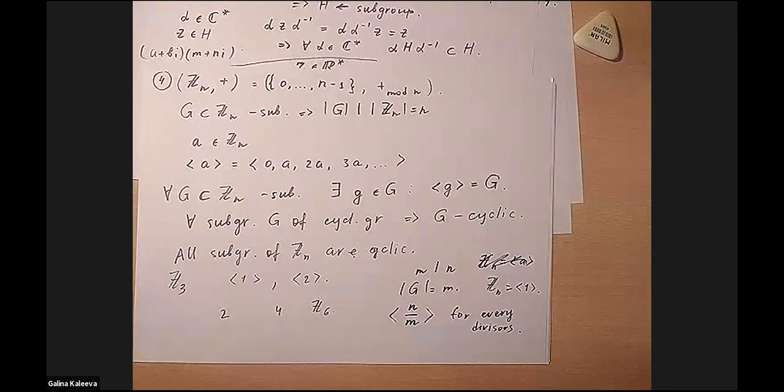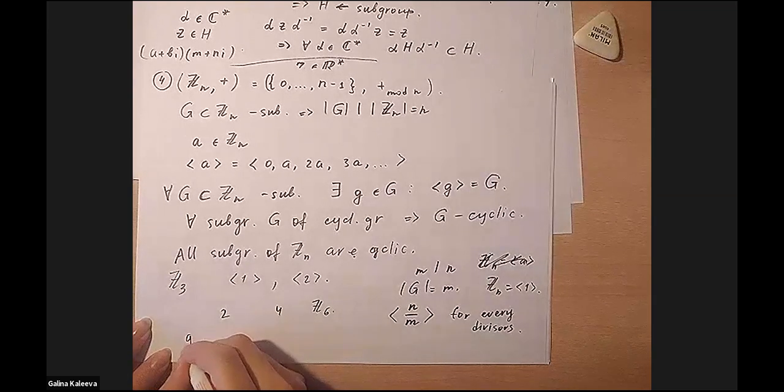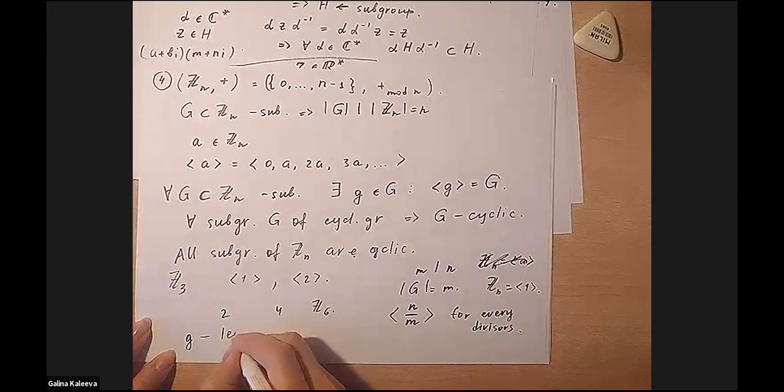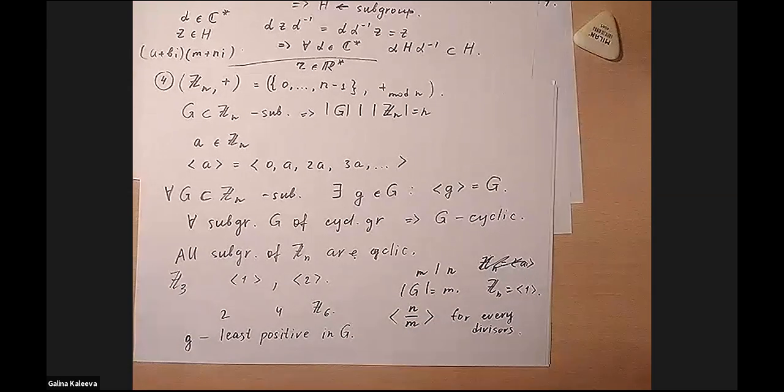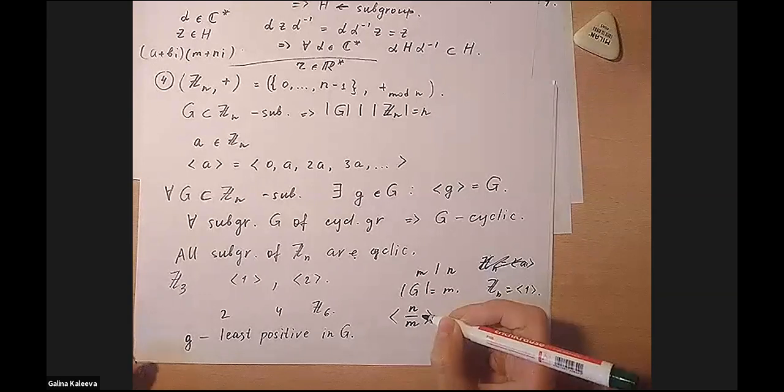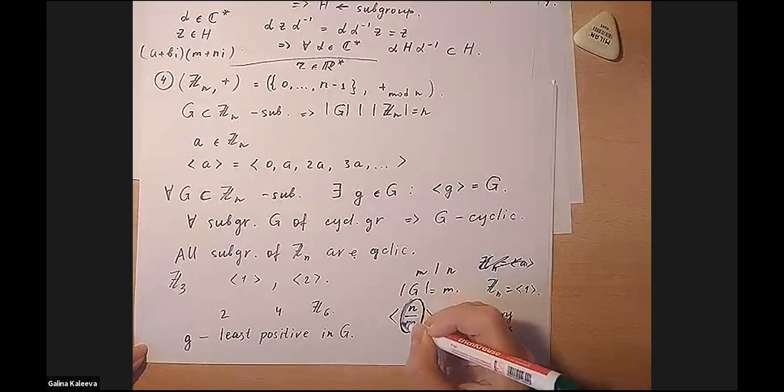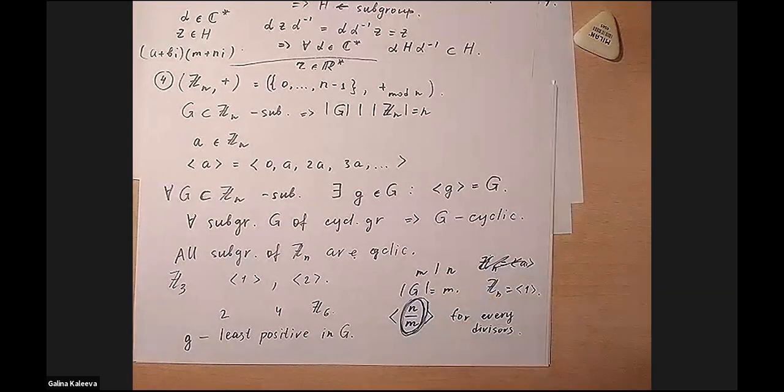Why are there no other subgroups? Because every subgroup can be generated by one element. We may consider g, the least positive element in the subgroup, the least positive remainder modulo n. This remainder has this particular form, and it generates the group.